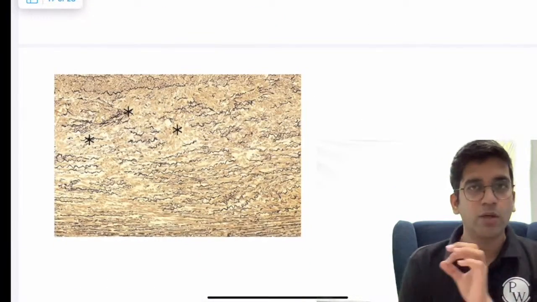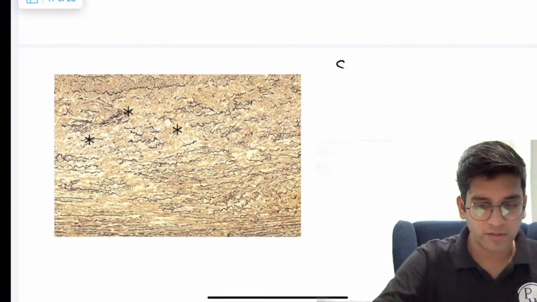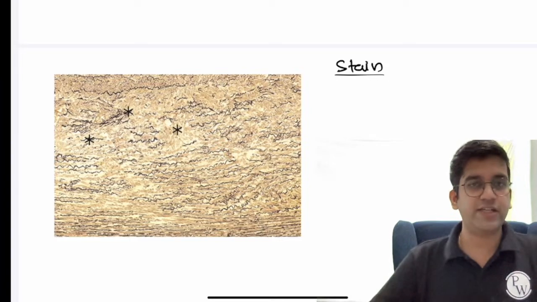Okay, first question: what is the stain used here? This is a blood vessel biopsy, so what is the stain used here?